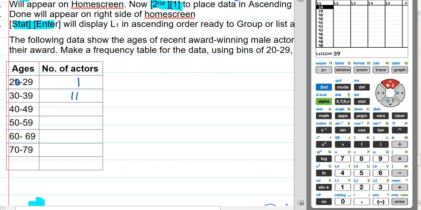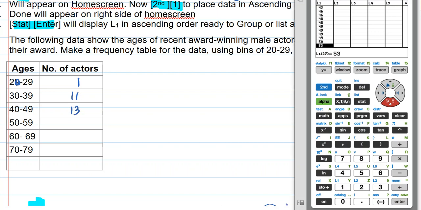Excuse me. I'm sorry. 40s. So let me move my 40 on the top. 1, 2, 3, 4, 5, 6, 7, 8, 9, 10, 11, 12, 13. 13.